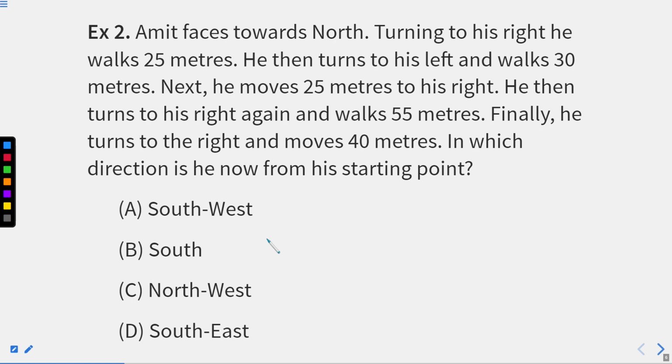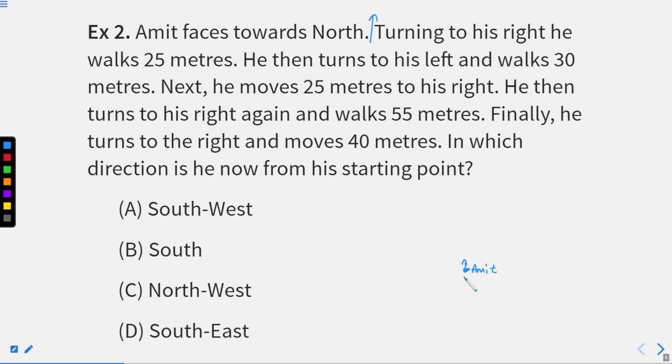As we did in the previous question, we'll read the question properly first. So the second question says that Amit faces towards south. It means Amit is facing upward as per the answer sheet, right? Let's say this is the initial position of Amit. We'll mark it like this. Amit is facing towards north. It means he is facing in this direction, right?